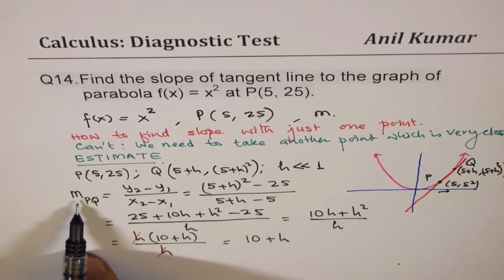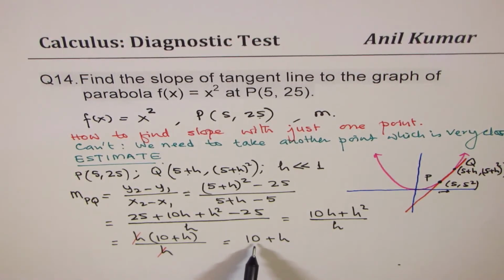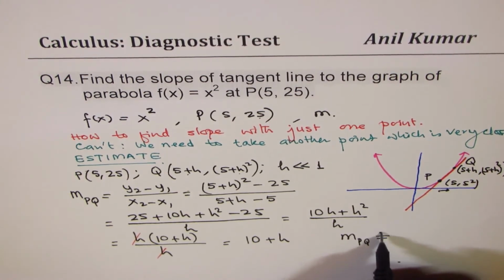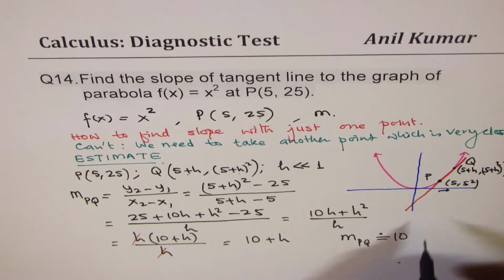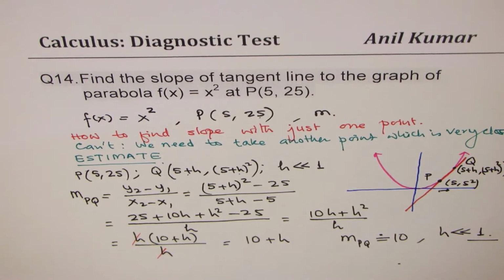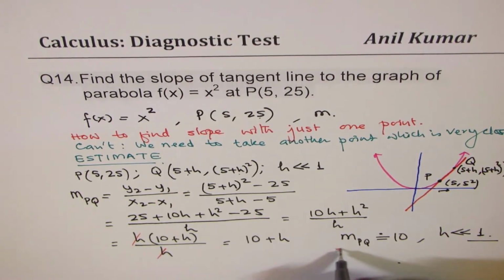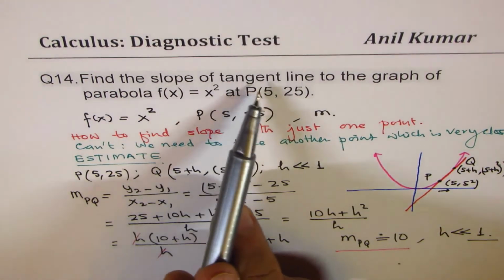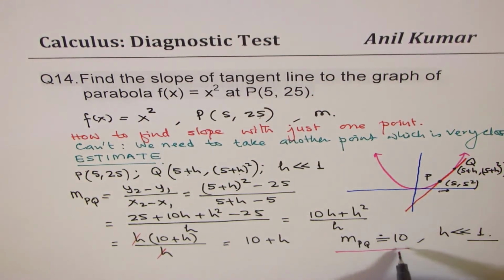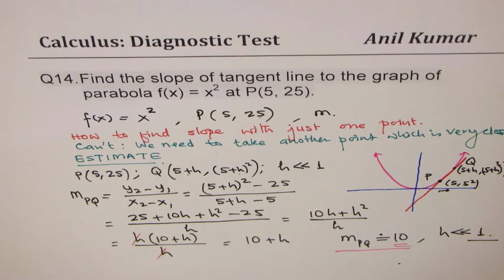So approximately this slope is the same as 10. We can say the slope PQ is approximately equal to 10, since we are saying h is very, very small as compared to 1. Correct? So that is how we are going to get our answer. So the slope of the tangent line to the graph is 10. Perfect. So that is how you're going to do it.